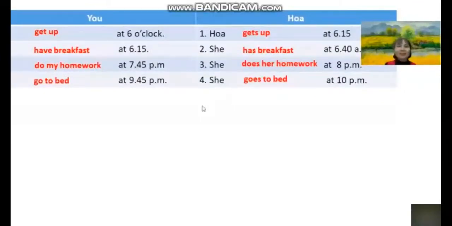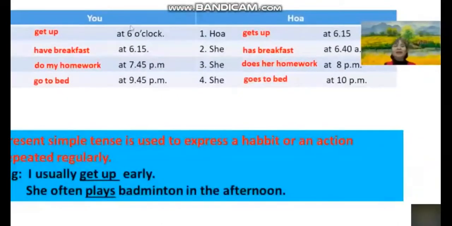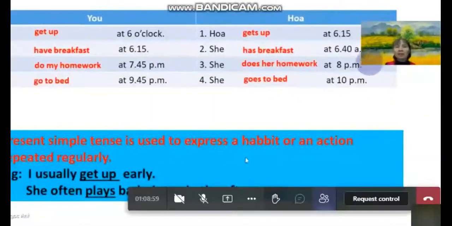You can see that in column one, we keep the verb. But in column two, we add S or ES ending to the verb. That's the way we use the verb in the present simple tense. The present simple tense is used to express a habit or an action repeated regularly.